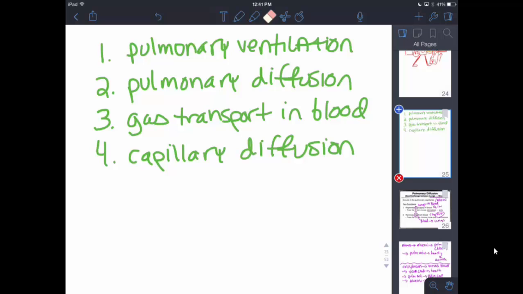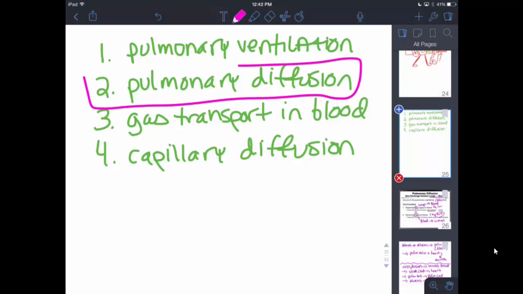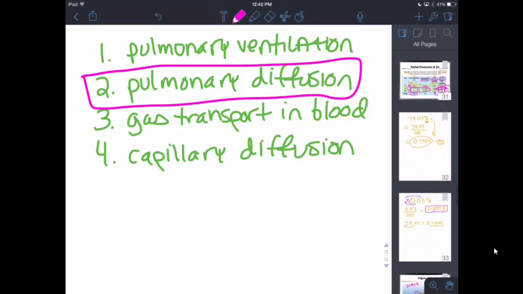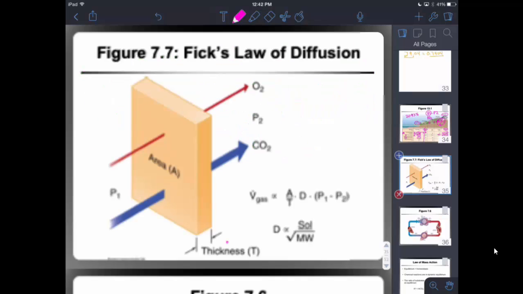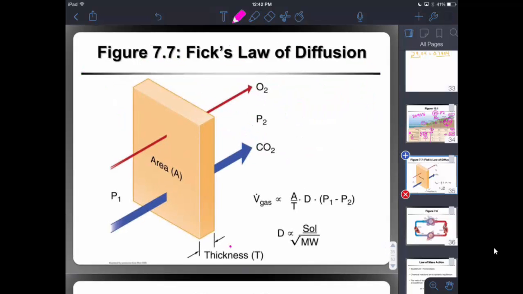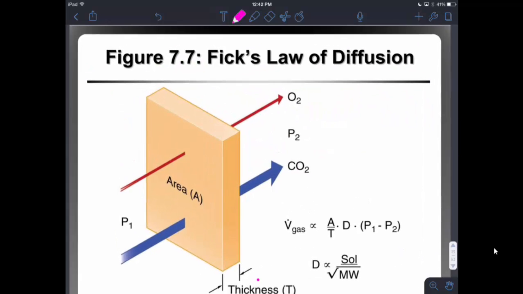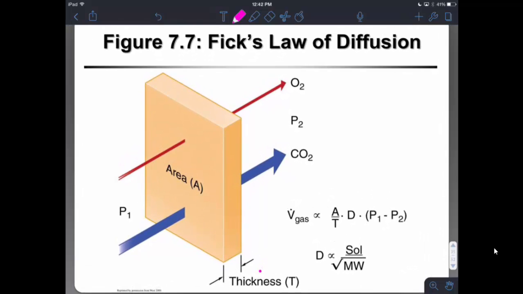Okay, moving on through the chapter, we're going to continue talking about pulmonary diffusion. We talked about it on the last recording. We're going to get into a little more detail now about something called Fick's law of diffusion. And it's very simple. Basically, Fick described the factors that affect the rate of diffusion.